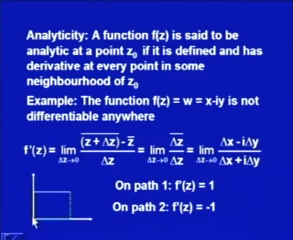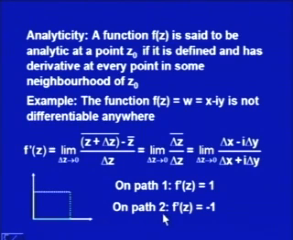while if I consider the second path, on which delta x is dropped to 0 and then delta y is tending to 0. So, on path 2, delta x becomes 0 and delta y tends to 0. So, this and this are equal. So, this ratio becomes minus 1, and when we take the limit delta z tending to 0, this remains minus 1. So, we see that along this path the limit comes out to be 1, while along this path the limit comes out to be minus 1.